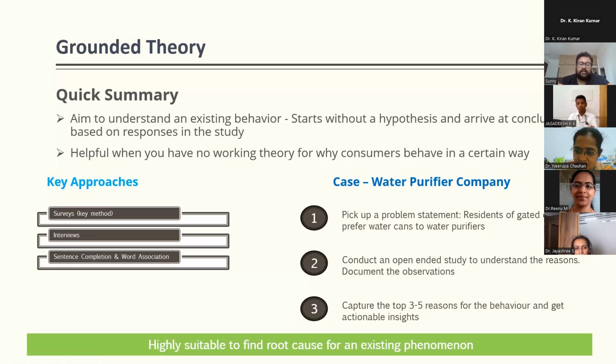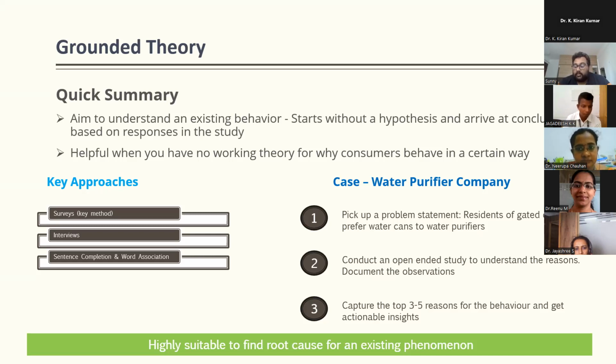The reason why sentence completion and word association work very well here is because when you say a certain thing and people associate that with a certain emotion or certain word, you understand why the correlation exists between two parameters. Let's take an example.